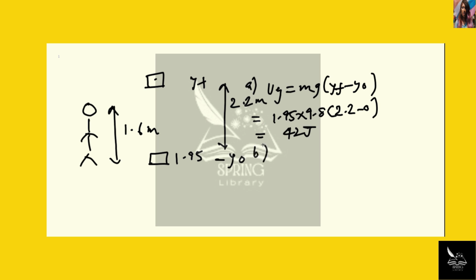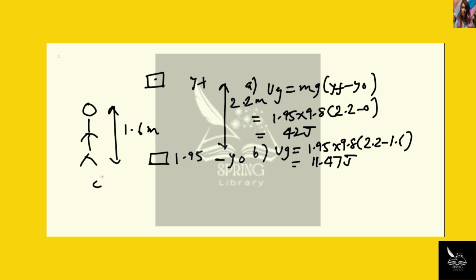The B part is, what is the potential energy with respect to the person's head? So with respect to the person's head, you'll have UG equals 1.95 times 9.8 times (2.2 minus 1.6). So our final position is 2.2, but the initial is 1.6 because they're asking with respect to the person's head. So if you solve that, you will get approximately 11.47 joules.